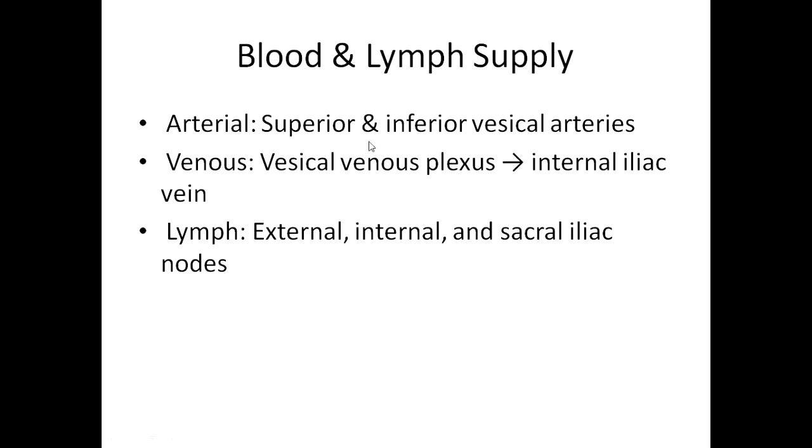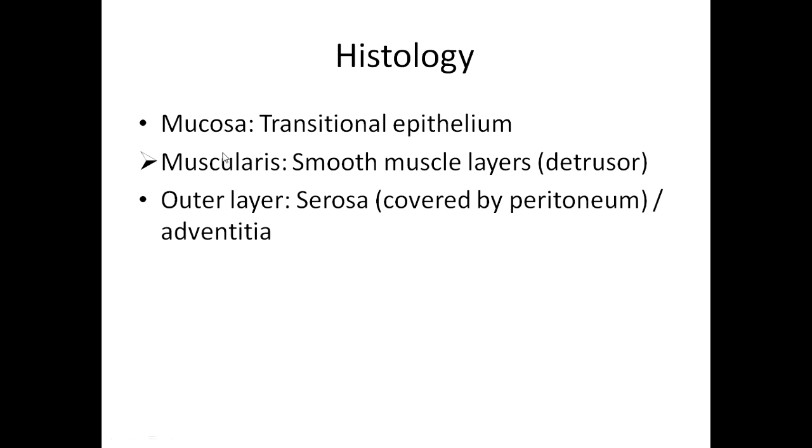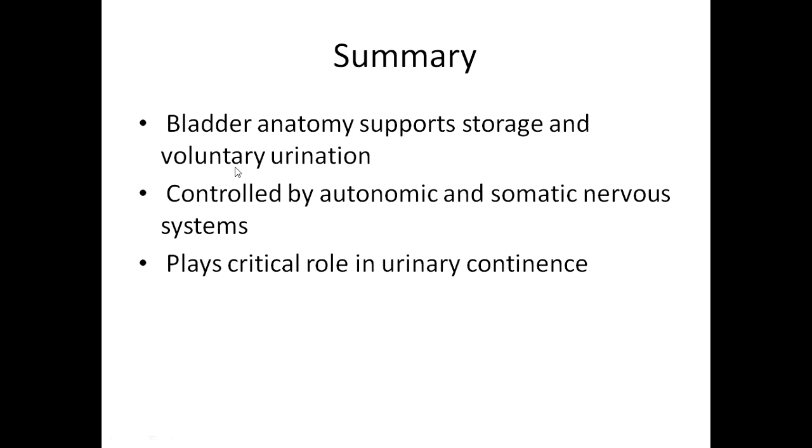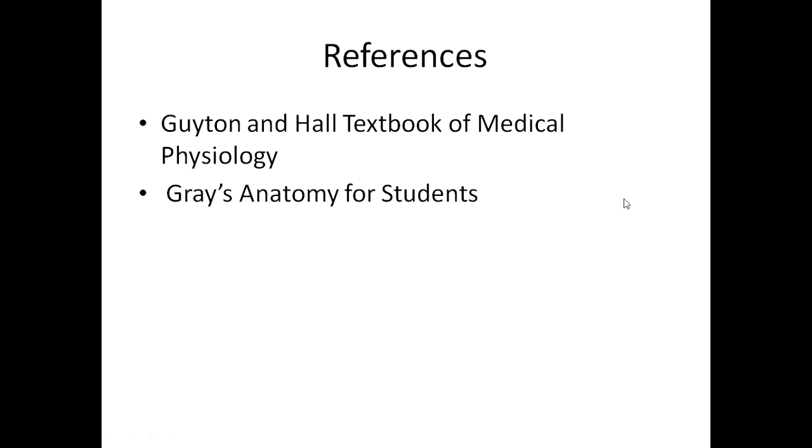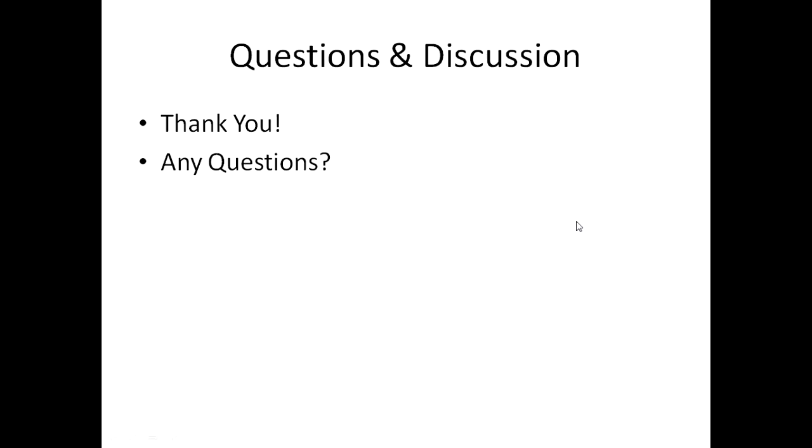So coming to the blood and lymph supply: arterial, superior and inferior vesical arteries, and venous, vesical venous plexus to the internal iliac vein. Lymph, external, internal and sacral iliac nodes. Histology: mucosa is transitional epithelium, already told, and muscular is smooth muscle layers, the detrusor, and the outer layer is serosa covered by peritoneum or adventitia. Summary: bladder anatomy supports storage and voluntary urination, controlled by the autonomic and somatic nervous systems, and plays a critical role in urinary continence. Okay, thank you for your patient listening.